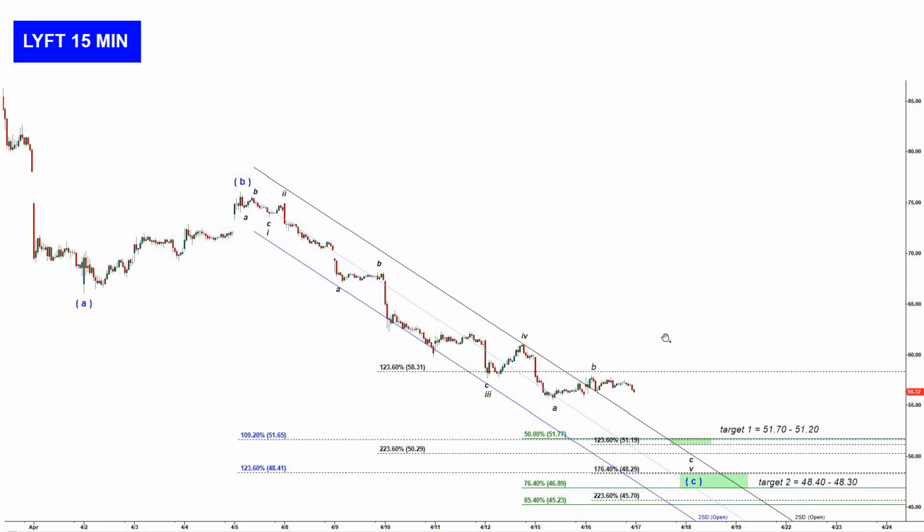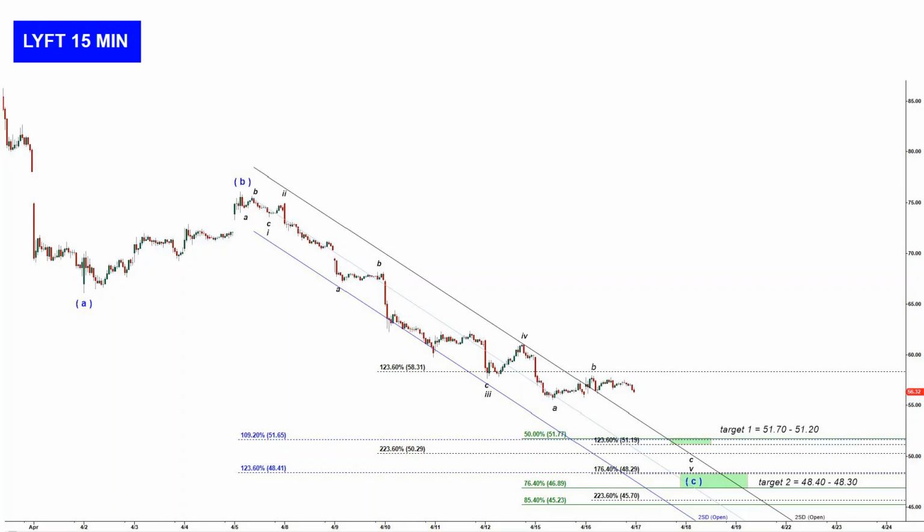What you can see here is that LYFT has been following one of the corrective structures. It dropped in wave parenthesis A, then a flat corrective, counter-trend move up in wave parenthesis B, and the final strong drop in parenthesis wave C down. And that drop basically has 2 targets. Target 1 is between 51.70 and 51.20, and the lower target, which I personally prefer, is between 48.40 and 48.30.